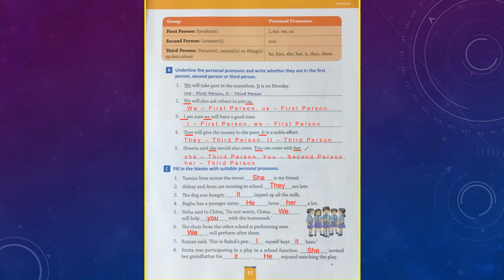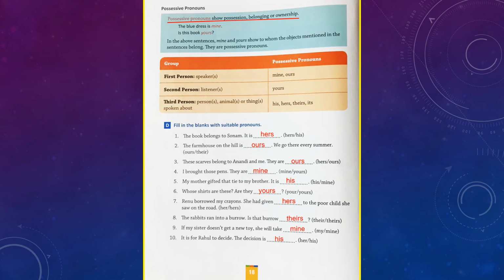Okay, so we are finished with exercise B and C. Let's move on to page number 18. The next type of pronoun is possessive pronouns. You need to underline the definition of possessive pronouns. Possessive pronouns show possession, belonging, or ownership. They have given you a few examples for it.